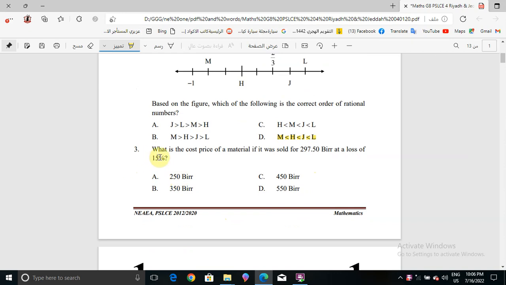Okay, in question number 3, what is the cost price of the material if it was sold for 297.50 at a loss of 15%? Now we have the loss percent, which is 15%, and the cost price we don't know, so it will be X. And the sold price we have is 297.50. Now, what is the formula of loss percent?